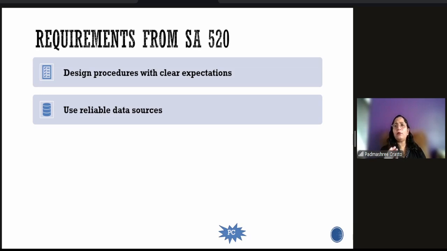For example, we all know that as per the guidance note on the IFC, we can never have only TOC. Only TOC does not suffice as an audit procedure. We always have to do something more.